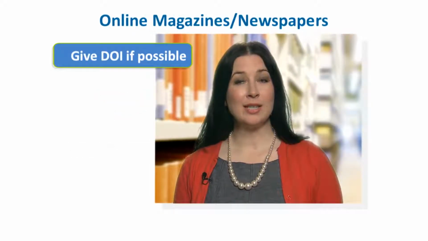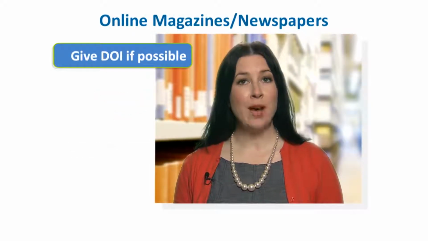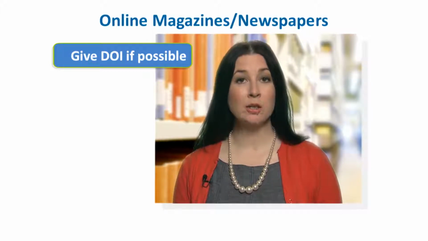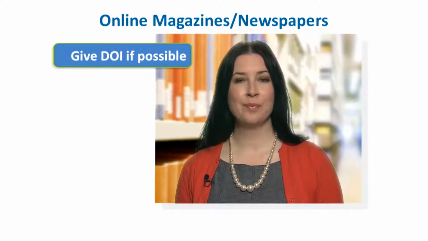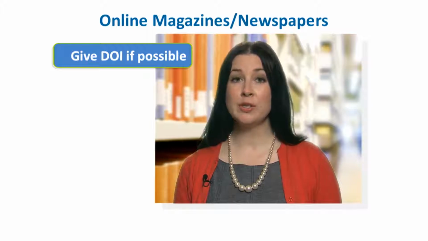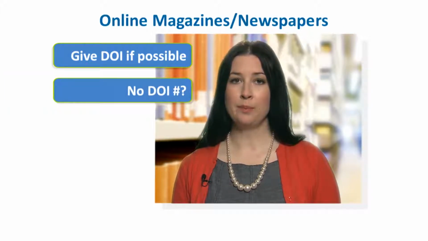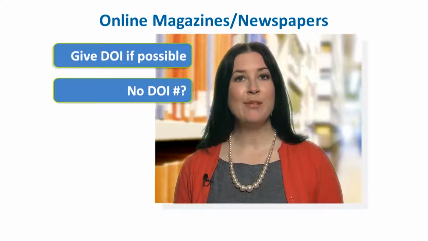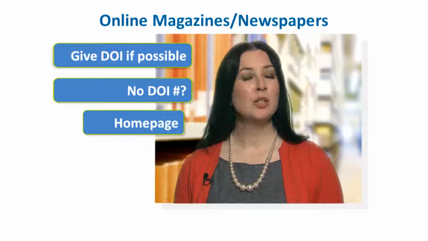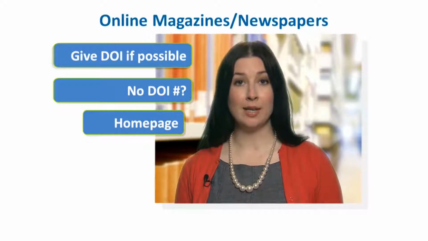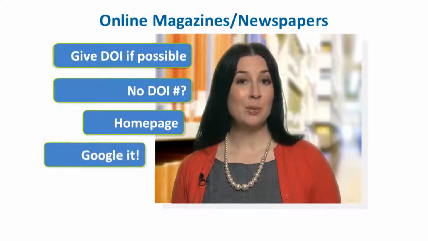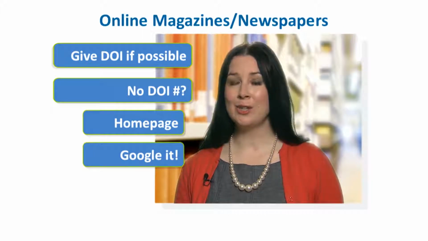For online sources, APA recommends providing the DOI, or Digital Object Identifier. Most online newspapers, magazines, and newsletter articles don't have a DOI number. In this case, APA recommends you provide the URL for the home page. Don't just copy and paste a direct link to the article. This is one time when a librarian will actually tell you to use Google.